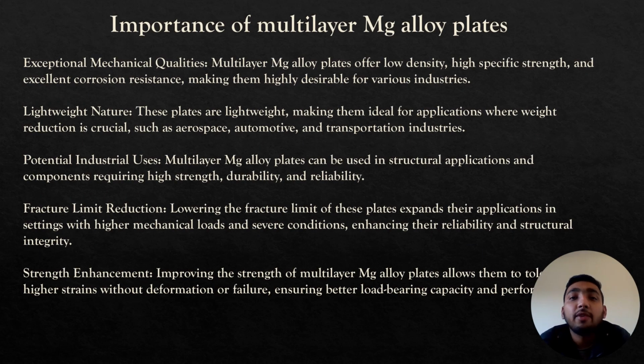I am going to talk about why multilayer Mg alloy plates are very important, because they have very good mechanical qualities such as low density, high specific strength, and excellent corrosion resistance. They also have a lightweight nature. We can use this material in the aerospace, automotive, and transportation industries. It also has potential industrial use, so we can use it in structural applications where we require high strength, durability, and reliability. And in the last, it has good strength enhancement.